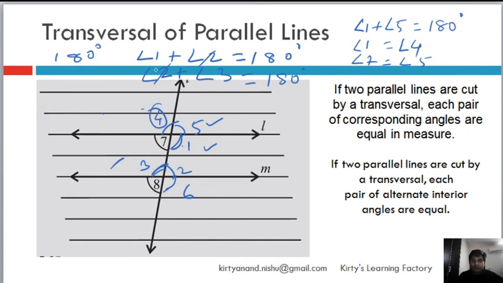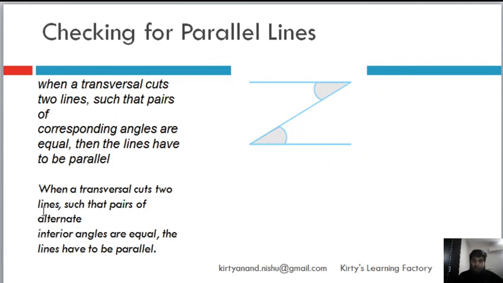Now we already proved that angle 1 is equal to angle 3. Therefore, I can also say that angle 1 is equal to angle 6. Once again, they are corresponding angles. Angle 1 and angle 6 are corresponding angles. So that is how you will prove it. Cool.